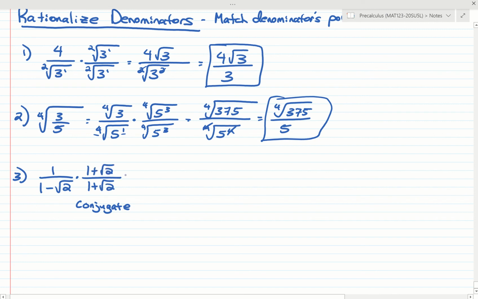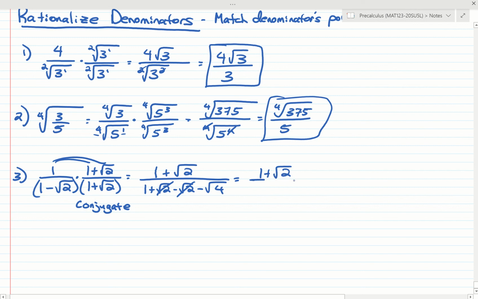This is kind of like outsmarting the problem. So we don't care about the top. We'll just distribute this. This will be 1 plus root 2. But look what happens in the denominator. If we were to FOIL this out, we get 1 plus root 2 minus root 2 minus the square root of 4. So these cancel. That always happens. And you just get 1 plus root 2 over 1 minus the square root of 4. 1 minus 2 is just negative 1. So, I mean, really the best answer would be negative 1 minus root 2.